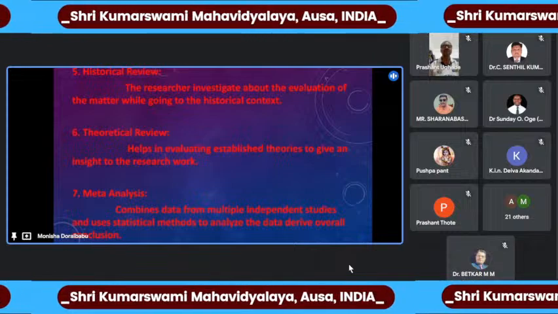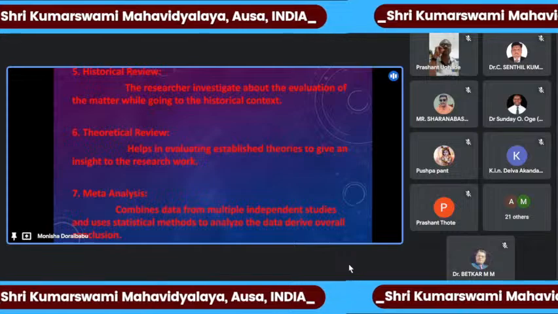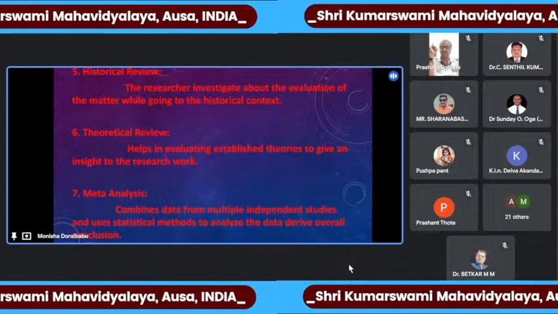Next one is the theoretical review. It evaluates and establishes a kind of returning form.